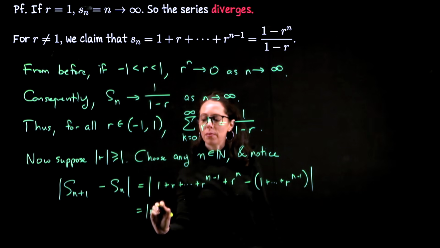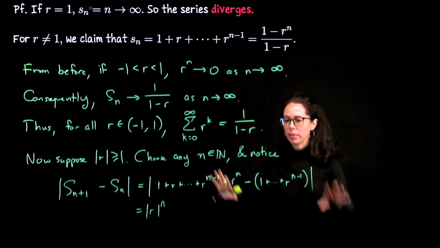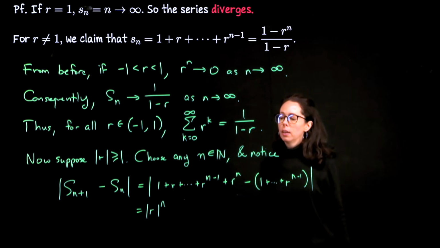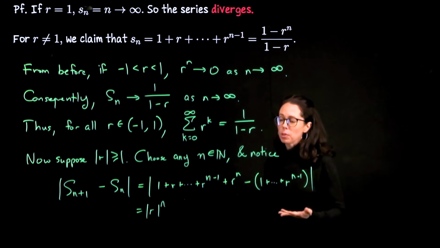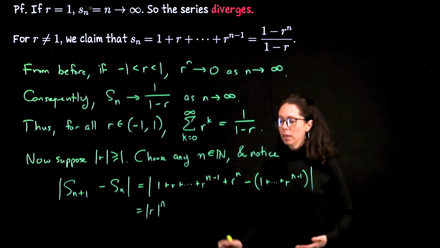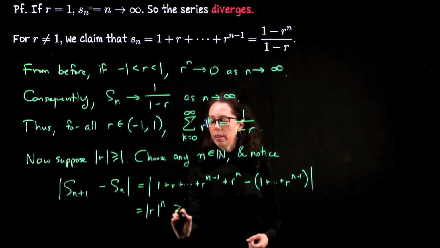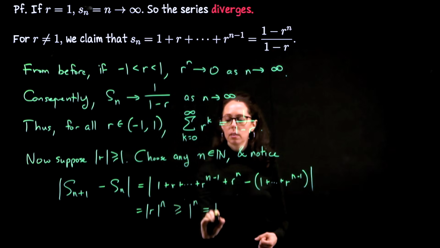We can write that as the absolute value of r to the n. Okay, everything else cancels out. And then the absolute value of r is a number greater than or equal to 1. So this expression is greater than or equal to 1 to the n, or just 1.